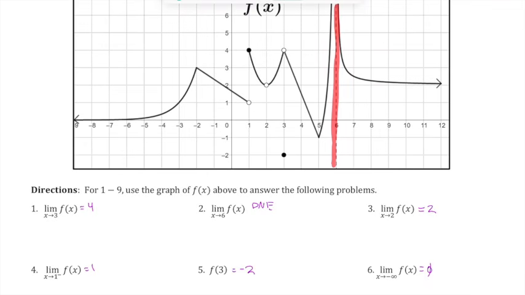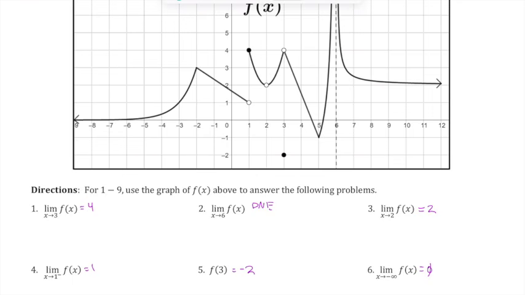We have to approach from the left and the right. Notice both of these are going to positive infinity because of the asymptote, so the answer is D and E. Question 3, as we approach 2, so again from the left and the right, those values are both going towards 2.